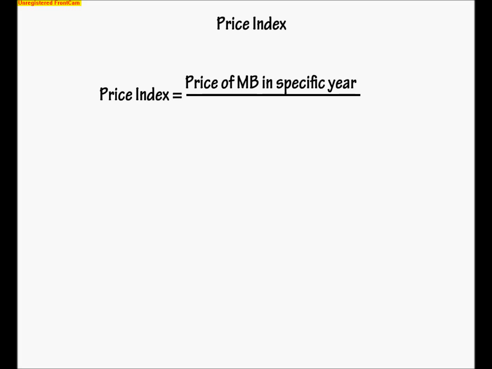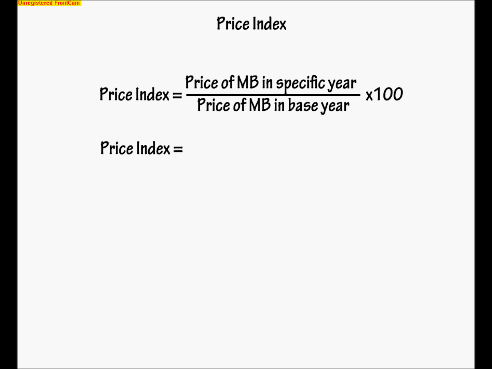So one of the things that was mentioned towards the end of the last lecture about nominal and real value was price indices, or price index, and that's what we're going to be talking about today. First, we're going to look at the basic formula. A price index is defined as the price of the market basket in the specific year of a good over the price of the market basket in the base year times 100.